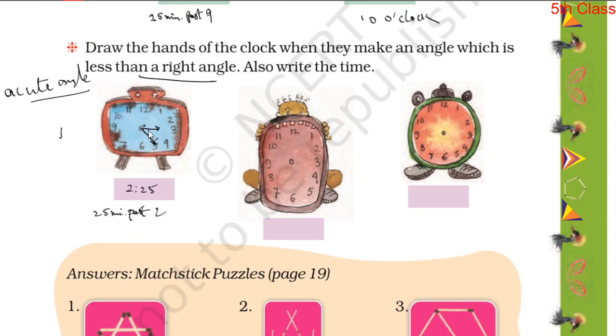And what is the angle made at this point? This is less than 90 degrees. Therefore the angle which is less than right angle means it is acute angle. Like that you draw 2 other times here. Try yourself.